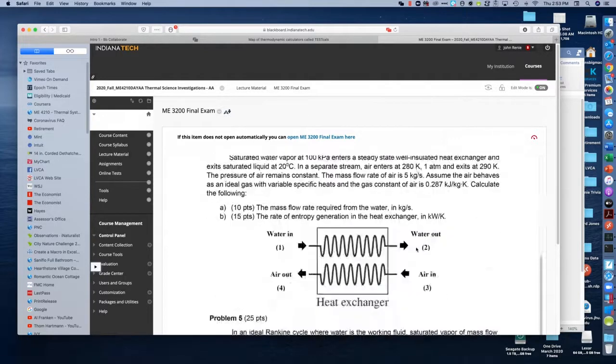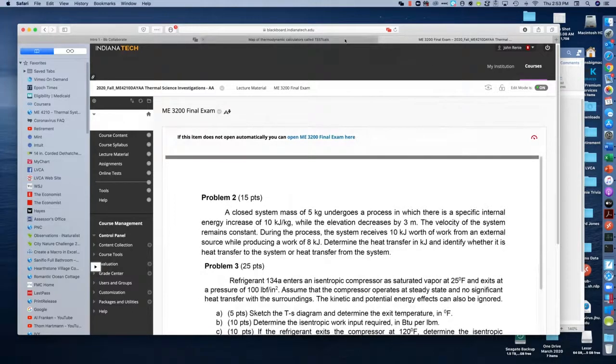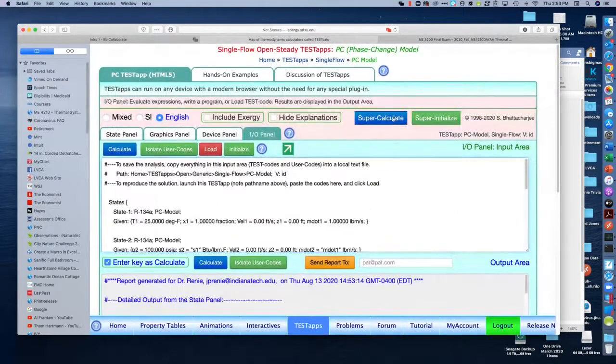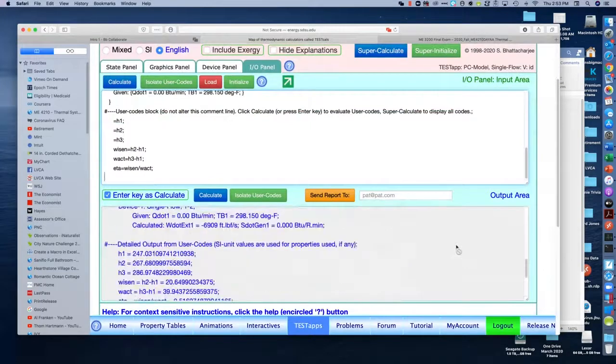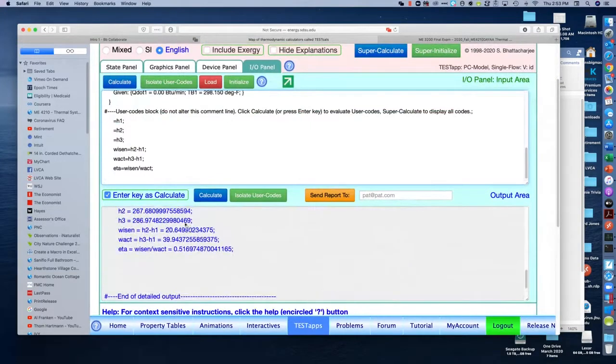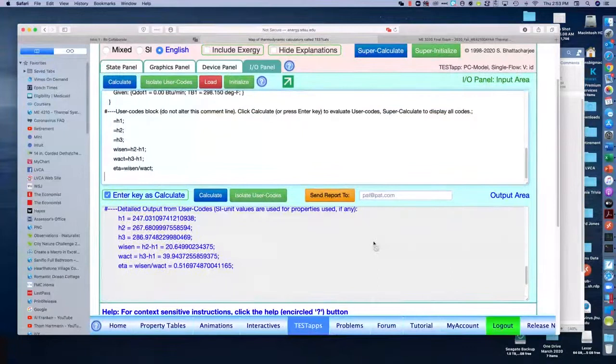And so had this been a homework problem, we would have then gone in and done another super calculate. And when you do a super calculate, you see the user code blocks showing up here and all the information showing up, as well as the calculations that were made in determining the three states and the enthalpies associated with those three states, keeping in mind that the enthalpies are in SI units, and they are specific enthalpies associated with this particular system.